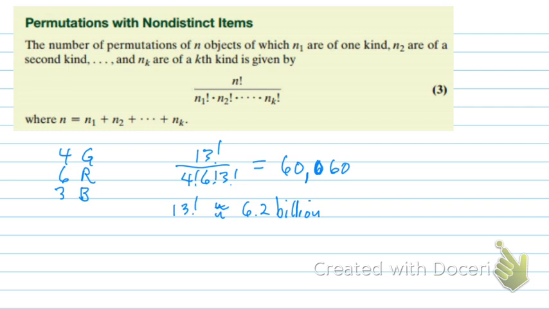To recap, we've got permutations when the order matters. We've got combinations when the order doesn't matter. And we've got permutations where the order matters, but the items are not distinct. One's as good as another. It's like cans of soda or something. They're not distinct.